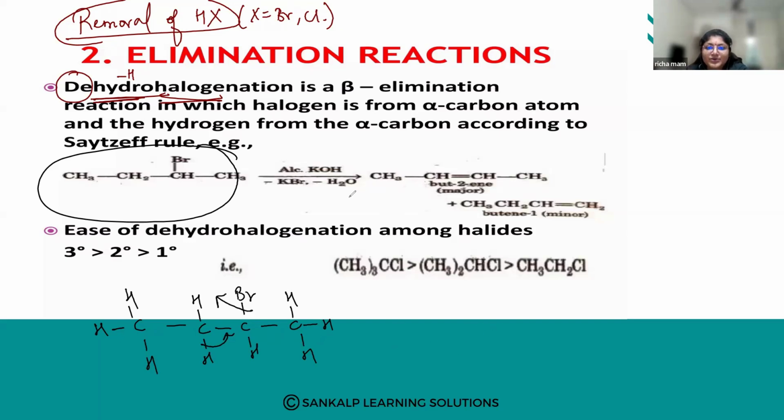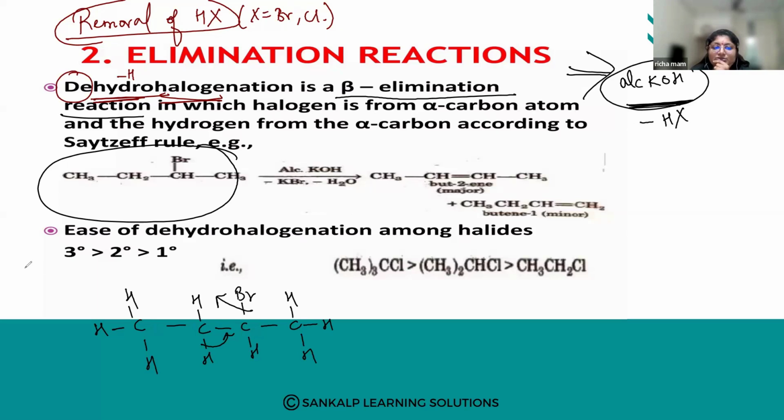Dehydrohalogenation reactions are also called beta elimination reactions. They occur in the presence of alcoholic KOH. So there can be a question: which is the dehydrohalogenating agent? It is alcoholic KOH. It is used for beta elimination, as a dehydrohalogenating agent. What it is doing is removing one hydrogen and one halide.